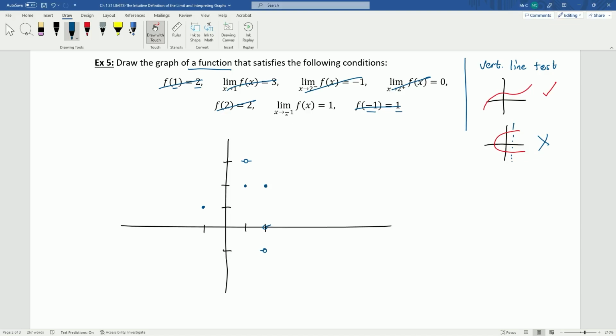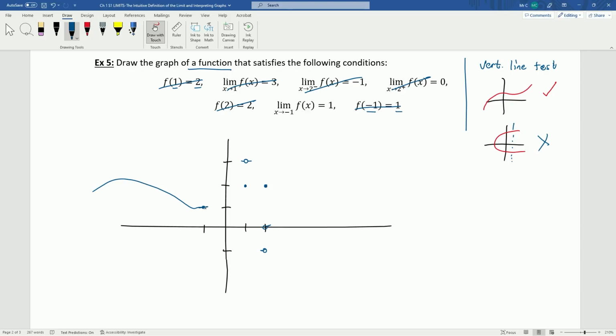And finally, the limit as x approaches -1 of f of x is 1. So I can just go here to -1, 1, and put a little tail on either side. Now we just connect the pieces together, and we make sure that when we connect them, we make a function. So don't cross over anything twice. So here for this left side, there's nothing else here, so I can do whatever I want, as long as it's still a function.